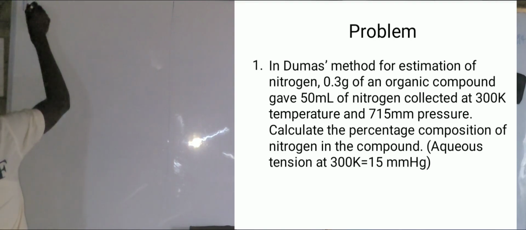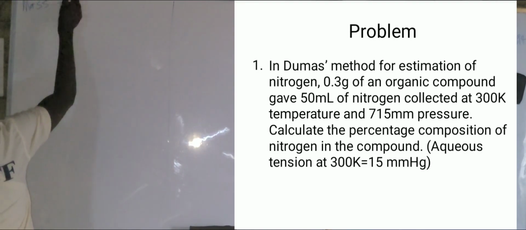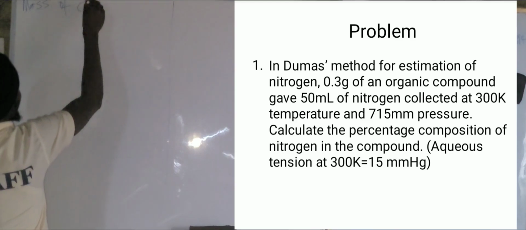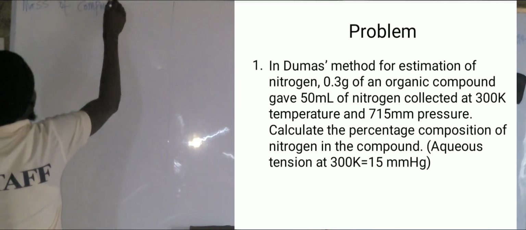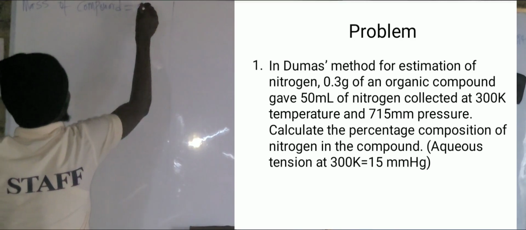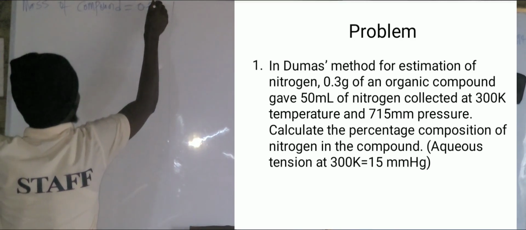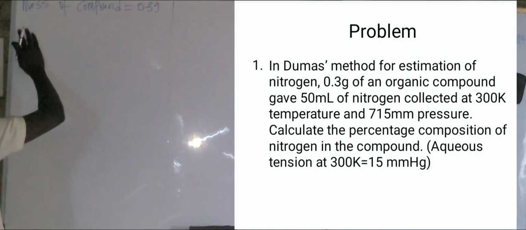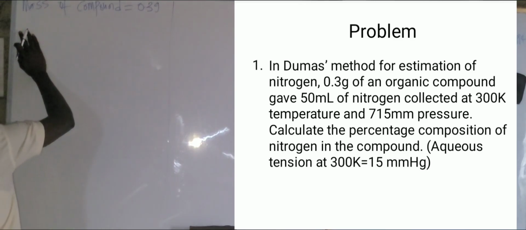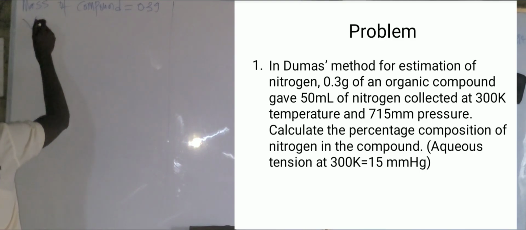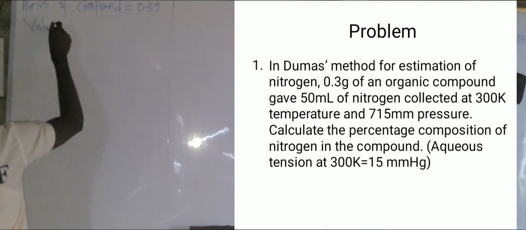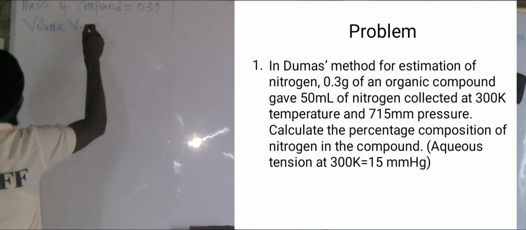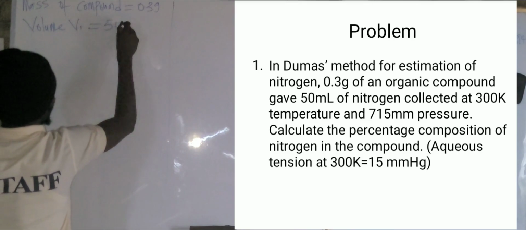Mass of compound is equal to 0.3 gram. Then 50 mL of nitrogen collected. Volume V1 is equal to 50 mL, collected at 300 Kelvin.